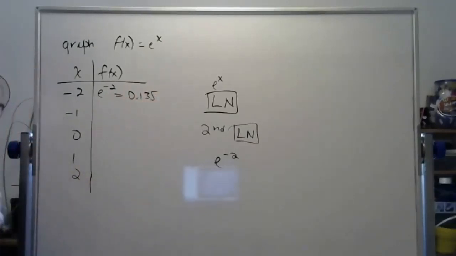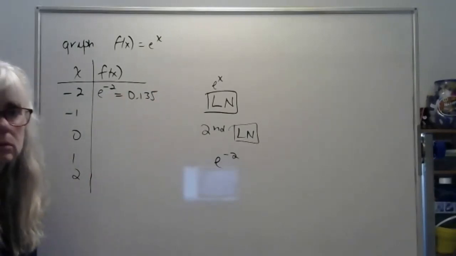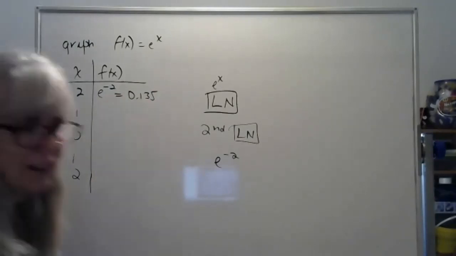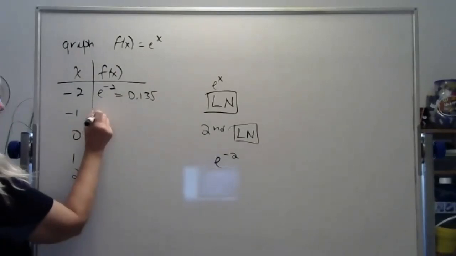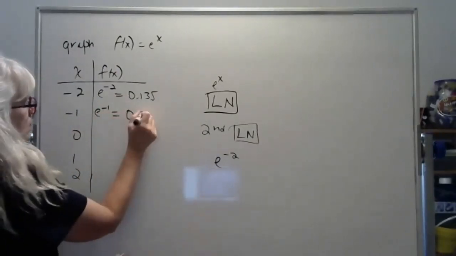Okay. Is everybody okay on where e is on their calculator or on their phone? Yes. Good. Okay, so then I'm going to fill in the rest of them just to save us a little time. So e to the -1 power was 0.367, 0.368 if I round.